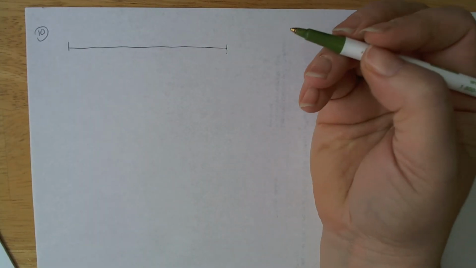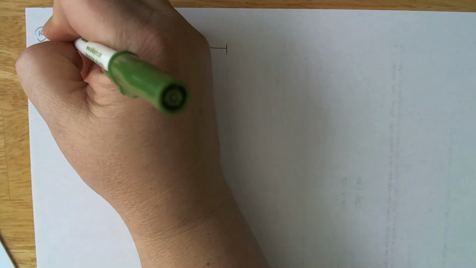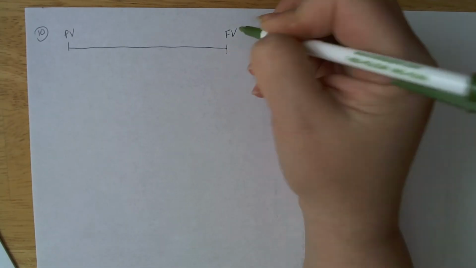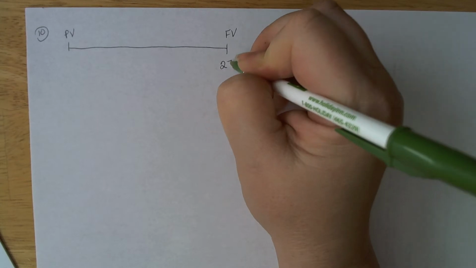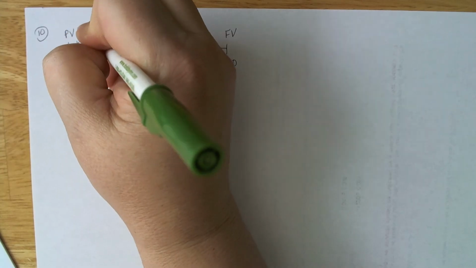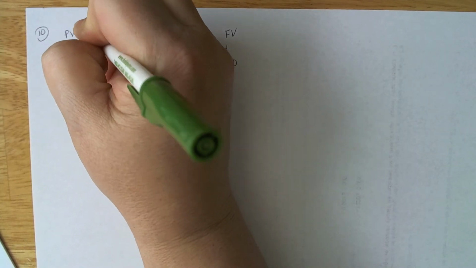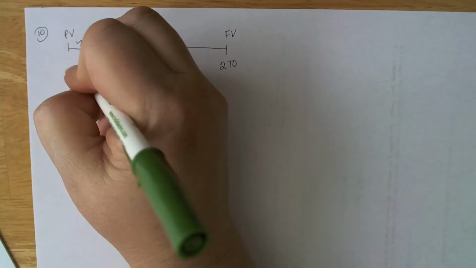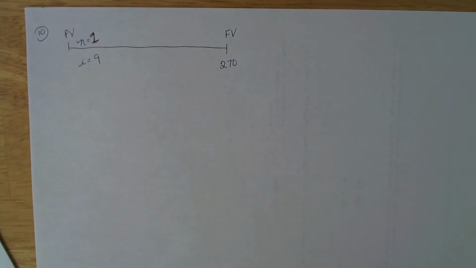Okay, so now we're going to look at problem 10. And basically what we're doing here is we're going backwards. We're looking for the present value. What is the present value of a $270 payment made in 1 year with an interest rate of 9%?